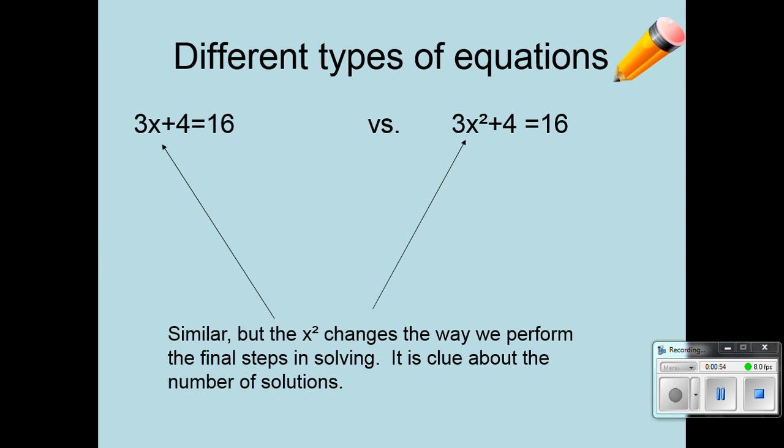So how many solutions will each one have? The one on the left-hand side will have one solution because it's an x to the first. And the equation on the right will have two solutions because it's an x squared. Okay, so that's really important when we are discussing solving by square rooting as well.